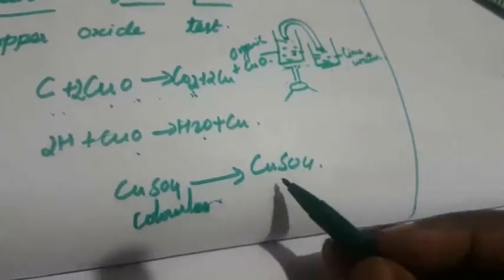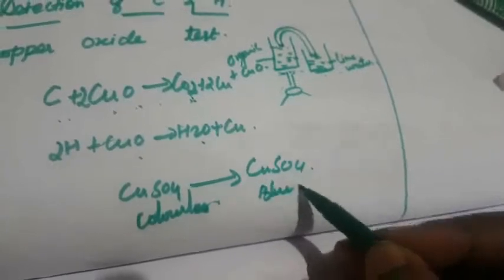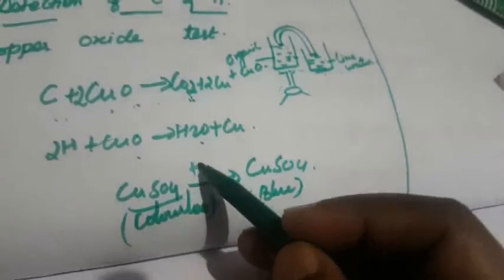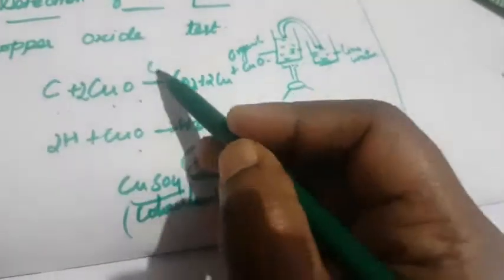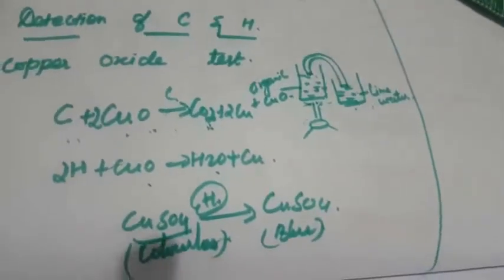When water vapor is formed, it is in blue color. Okay. So this is the way I identify hydrogen. This is hydrogen identification. This is carbon identification. So this is the copper oxide test.